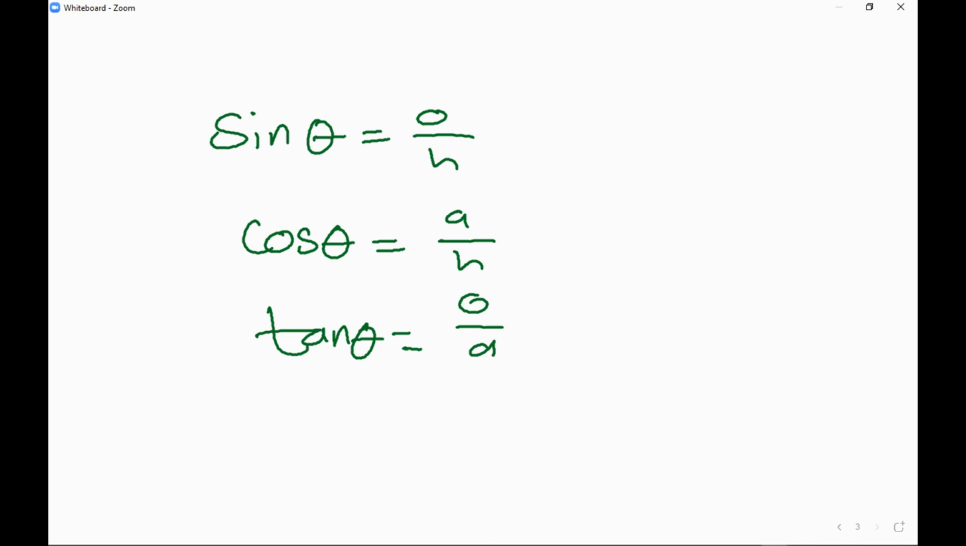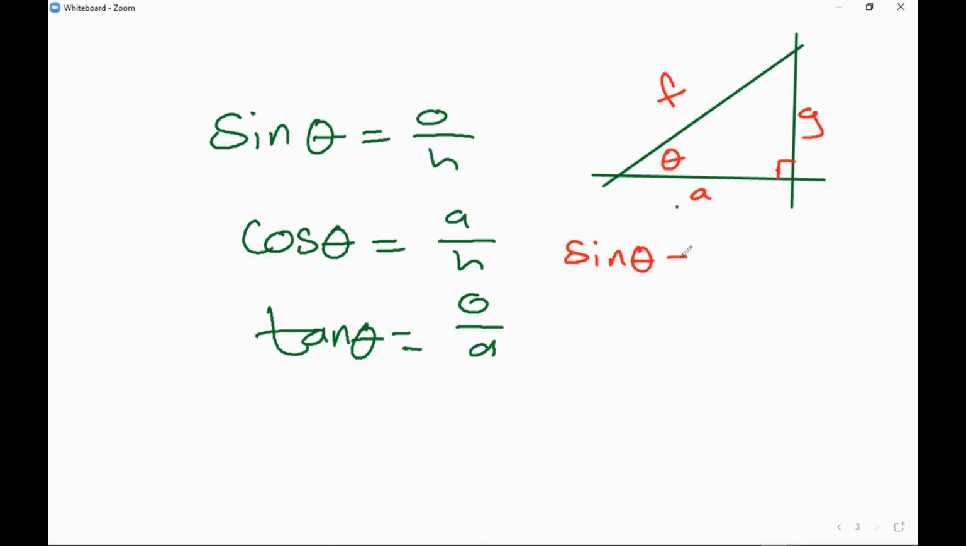Okay, so this is the last one. If I have a triangle like this, and I know the following information, I know that this is A, this is F, and this is G, and my angle is over here. Sine of theta will be G over F, cos of theta will be A over F, and tan of theta will be G over F.